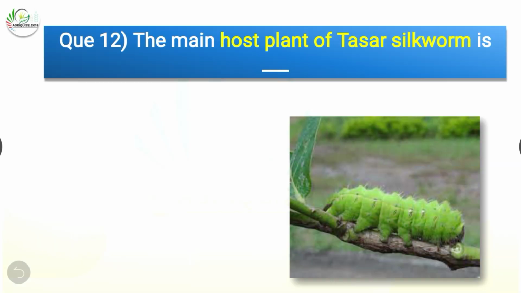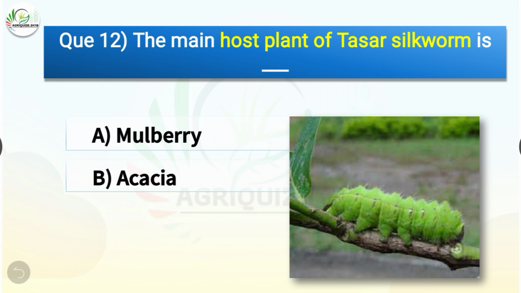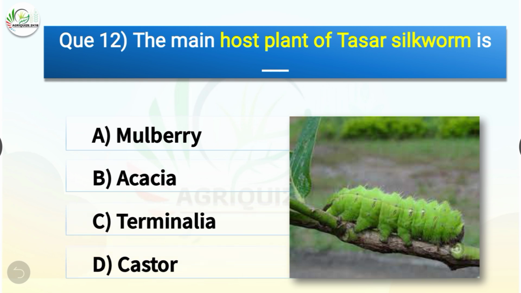Question number 12. The main host plant of tussar silkworm is dash. The options are mulberry, acacia, terminalia, or castor. The correct answer is option C, terminalia. So the main host plant of tussar silkworm is terminalia, whereas the main host of airy silkworm is castor and the host of mulberry silkworm is mulberry.